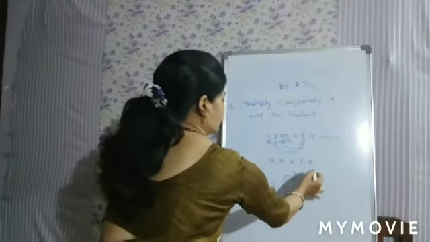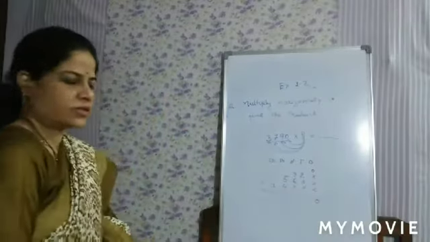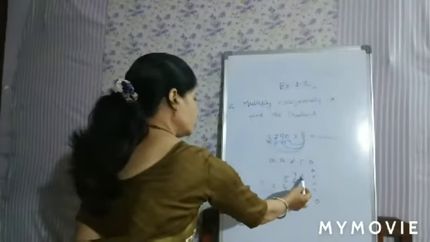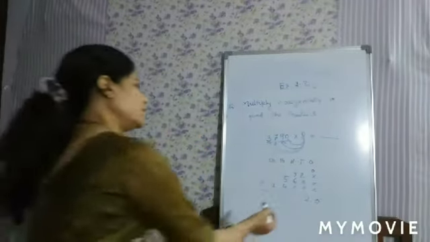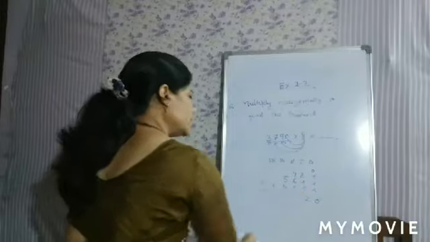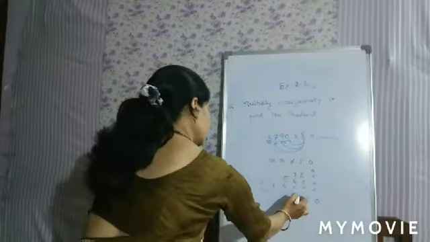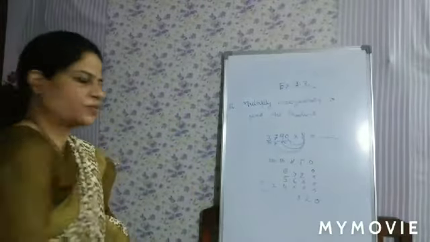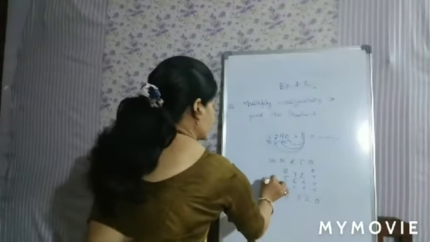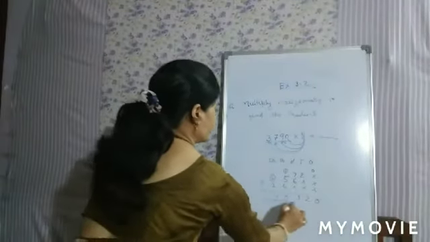In ones column you will get 0 because only 0 is here. So write 0. See the tens column, only 2 is here. So write 2 in the answer. Then in 100 place you have 7 and 6. So 7 plus 6 will be 13. So write 3 in the answer. Carry over 1. Then 1 plus 5 will be 6 and 6 plus 4 will be 10. So write 0 in the answer, carry over 1, and 1 plus 2 will be 3.